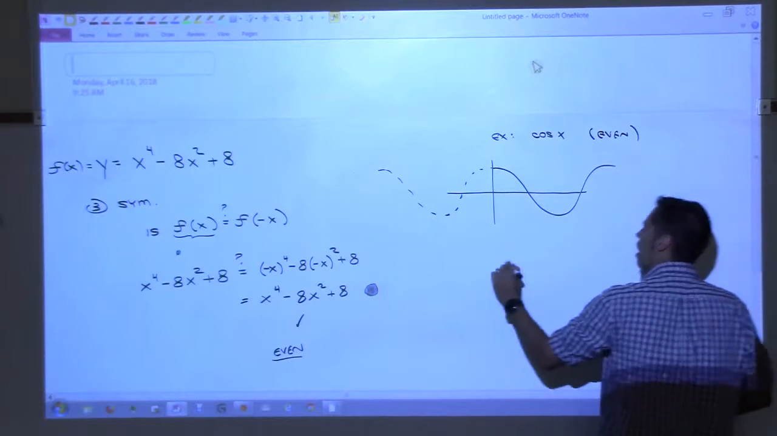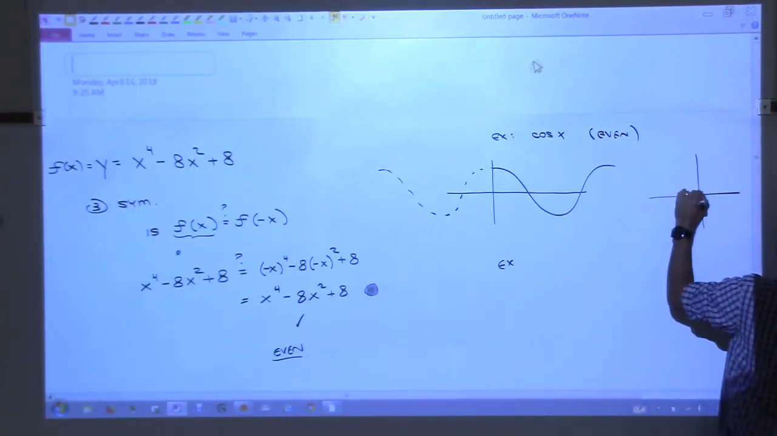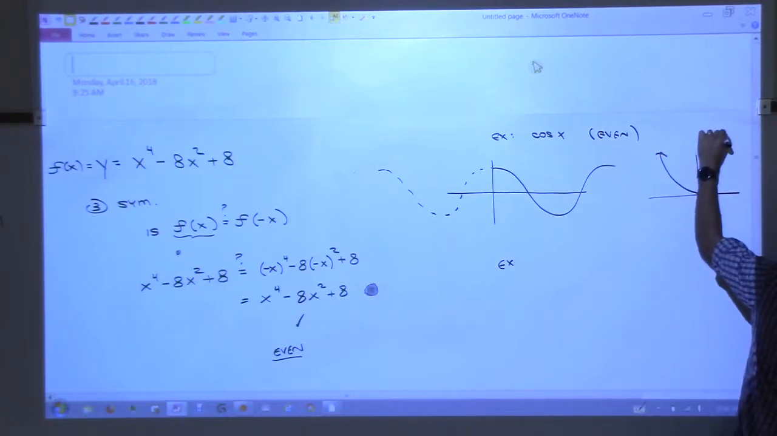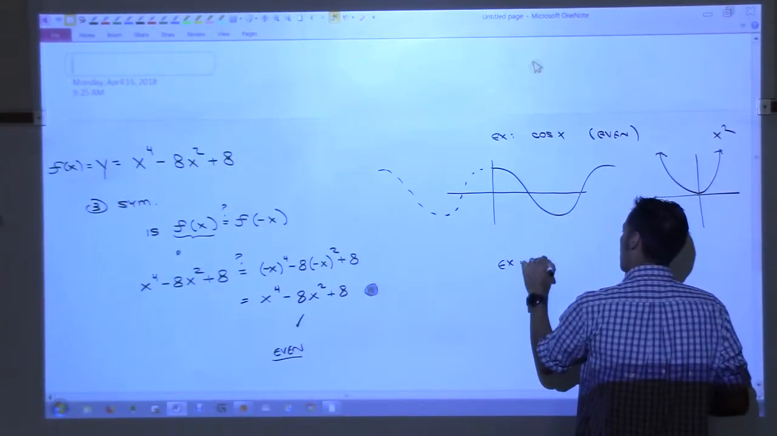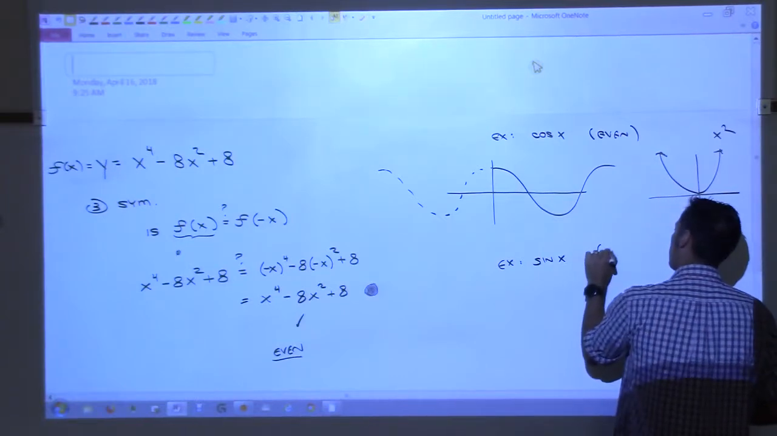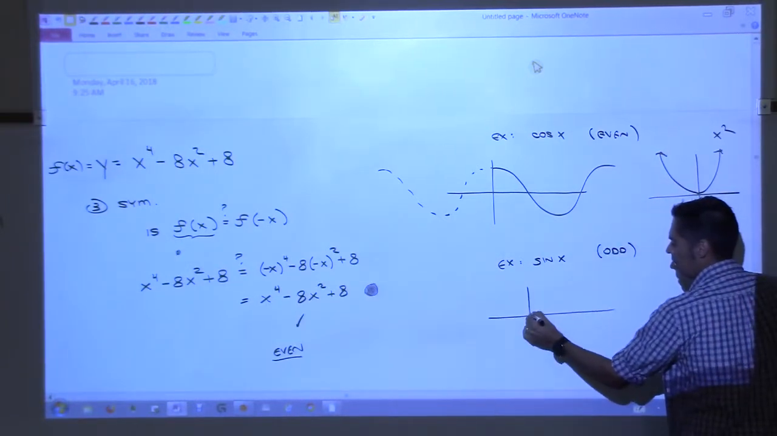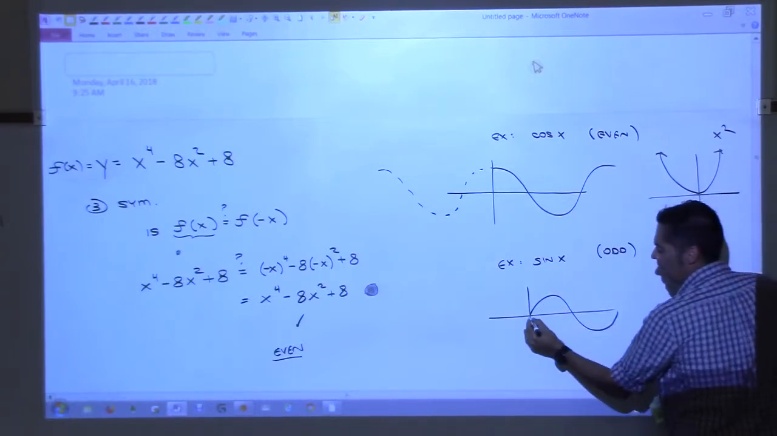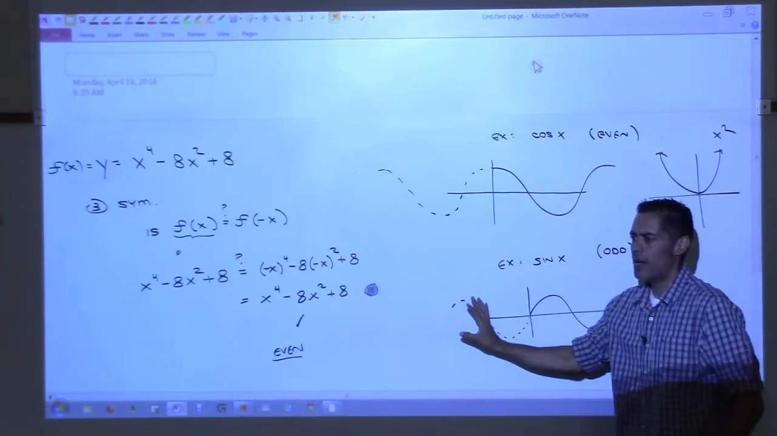An example of an odd function. Let me give you another even one. X squared. Duh. I mean, it's even. The power is even, right? Reflect. Okay. So an example of an odd, sine x. This is an example of an odd. And sine looks like this. Goes like that, right? And then the back goes like this. So do you see it's not a reflection over the y-axis?